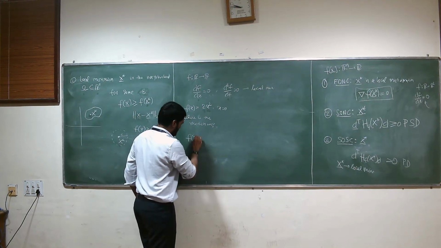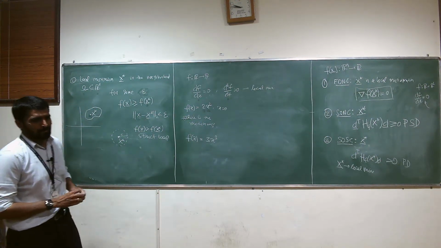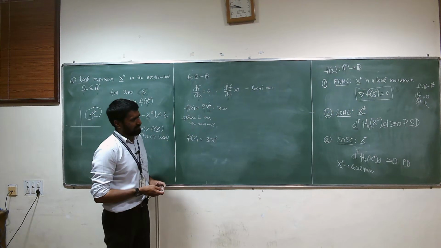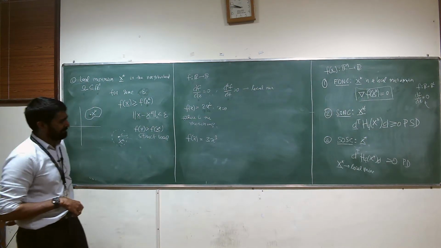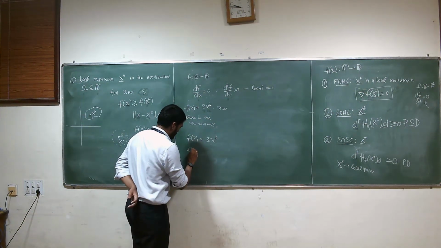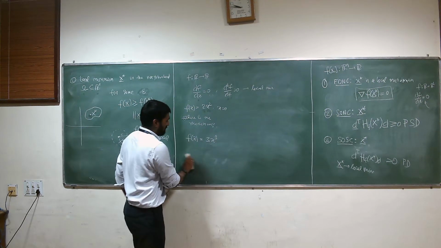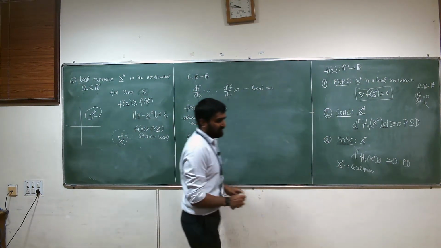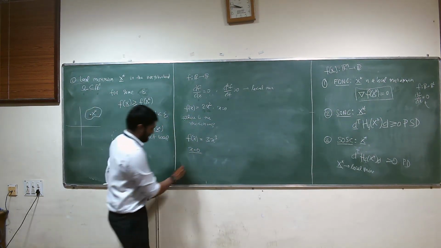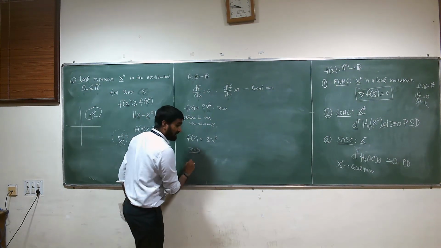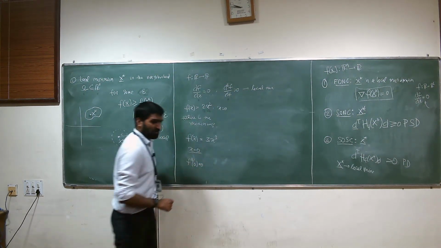Okay. What about this? What is the first derivative? Where is the potential minimum of this function? The potential minimum is when the first derivative is 0. Okay, x equal to 0 is the potential minimum. Is that a minimum? What is the second derivative? Zero.